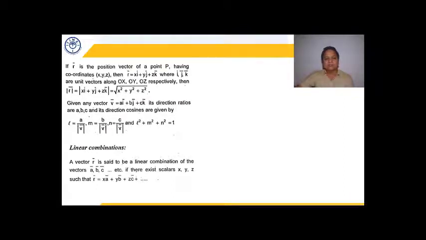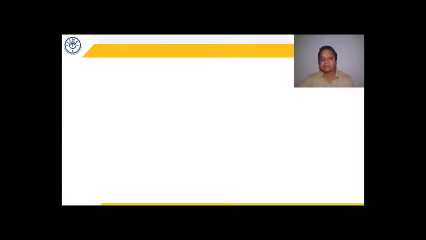Linear combinations. A vector R is said to be a linear combination of vectors a, b, c, etc. if there exist scalars x, y, z such that R is equal to xa plus yb plus zc. Then we say it's a linear combination. But scalars x, y, z should exist so that x into a plus y into b plus z into c is equal to R vector.